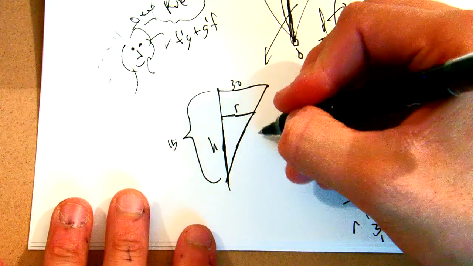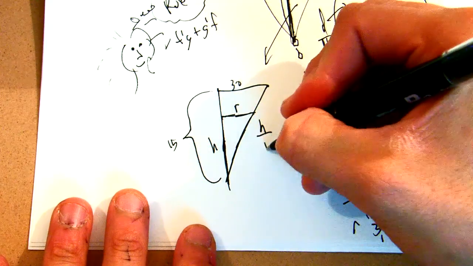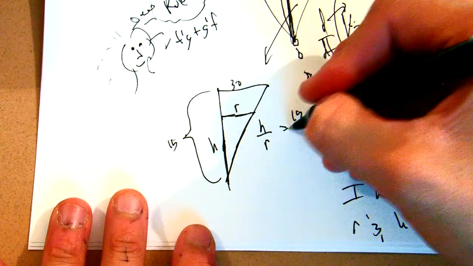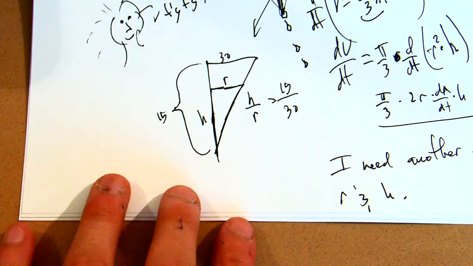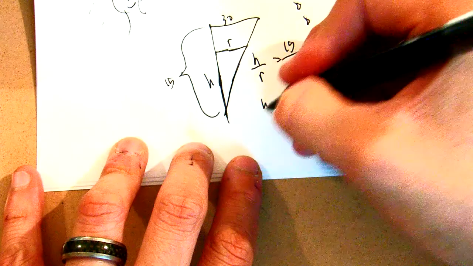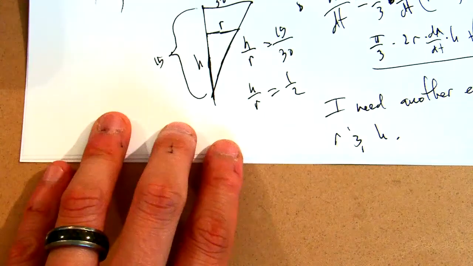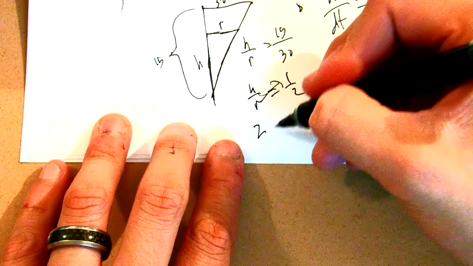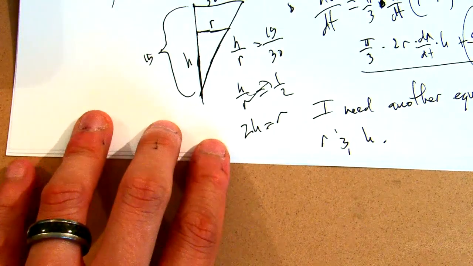So we know that h is to r as 15 is to 30. And this is not drawn to scale, obviously. So I'm going to reduce this really quick. h over r is 1/2, and I'm going to cross multiply. So 2h is r. So I know r is equal to 2h.